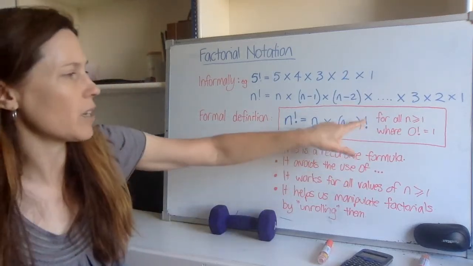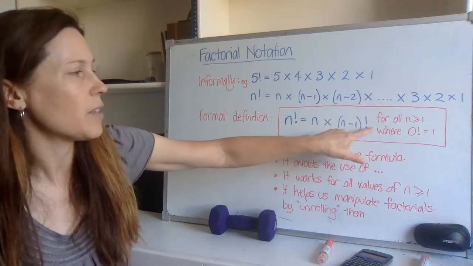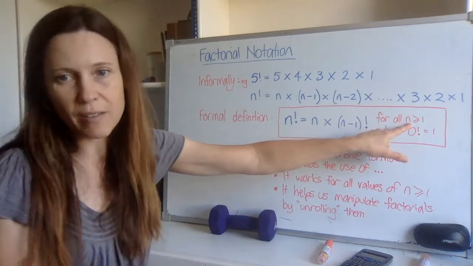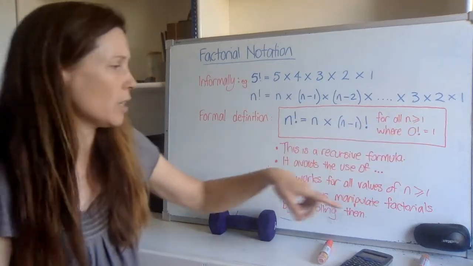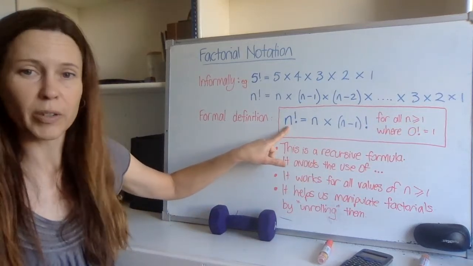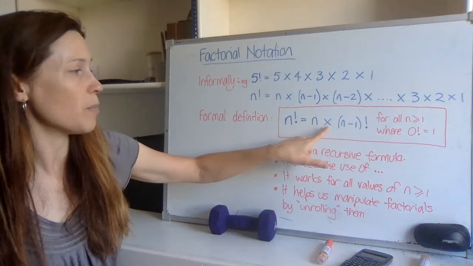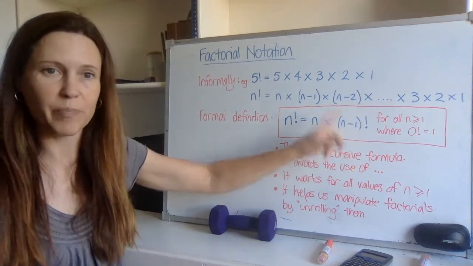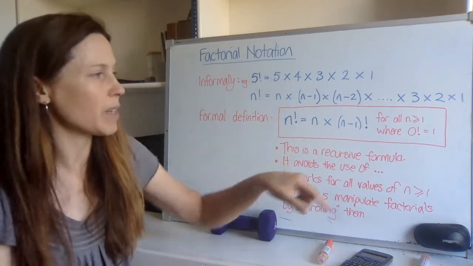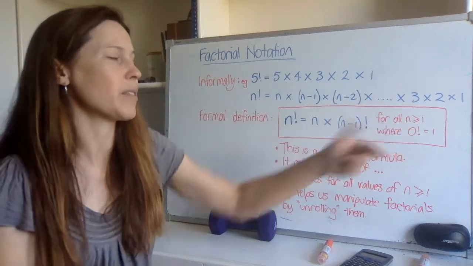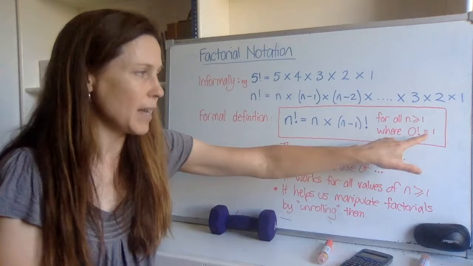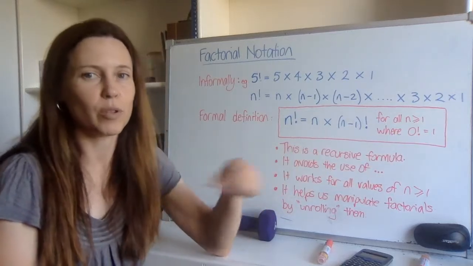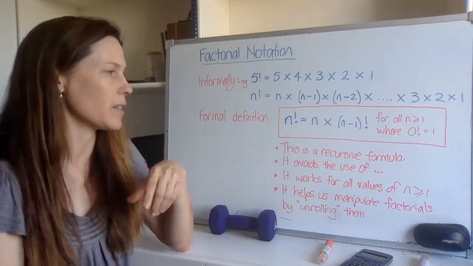Now, there's a couple of important things to note here. This formula will work for any values of n that are greater than or equal to 1. So if you had 1 factorial here, you'd have 1 multiplied by 0 factorial. Now you can see that there's a problem here. If it works for all n greater than or equal to 1, we need to know what 0 factorial is. For now, I'll give away that it's 1, and I'll prove it to you in just a moment so that you can understand that properly.